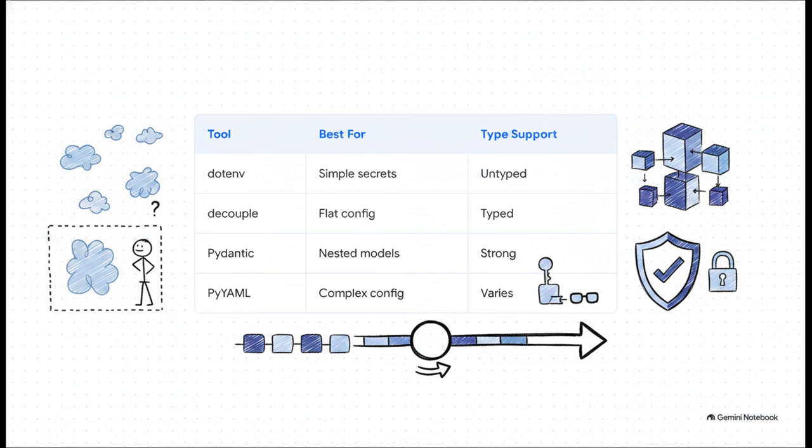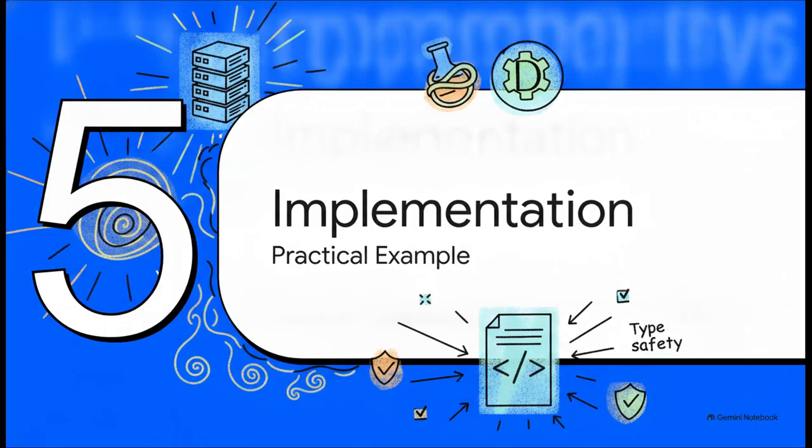Python-decouple sits right in the sweet spot. It is explicitly optimized for simple, flat configurations that genuinely need type safety. It's a perfect lightweight alternative when you really don't want to define a massive Pydantic model just to safely load a handful of variables. And finally, Section 5, Practical Implementation and Summary.